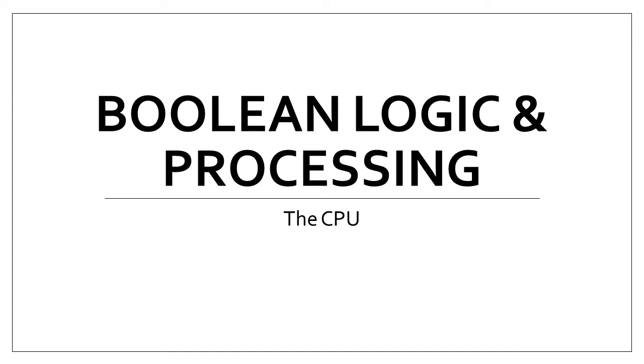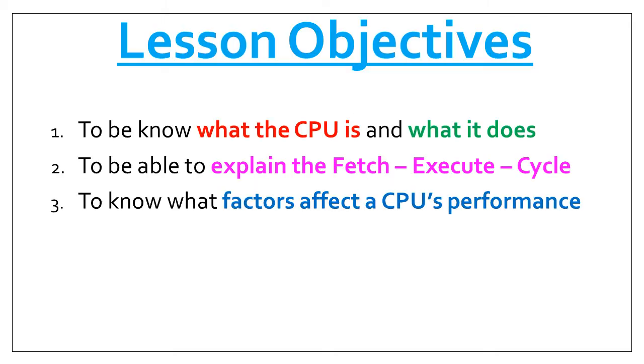Today we're going to look at Boolean logic and processing, which sounds intimidating, but can be summed up by saying we're just going to look at the CPU. Lesson objectives today are, number one, to be able to know what the CPU is and what it does. What it does is the hard part. Two, to explain the fetch, execute cycle, and then the factors that affect the CPU's performance. That's the easy one, really.